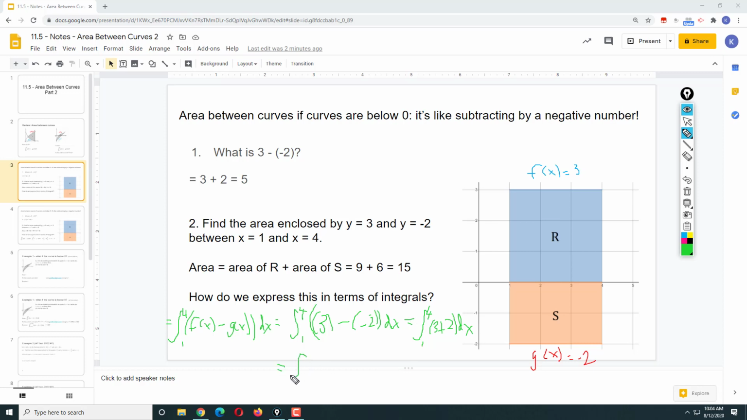And to make it even more clear, I'm going to break this apart. That's the integral from 1 to 4 of 3 dx. That's the region R on this graph. Plus the integral from 1 to 4 of 2 dx. That's the region S from this graph. So that's why it works. We're really just subtracting by a negative number. If you evaluate the integrals, we get 15. That's why even if the function is negative, we can still just do f minus g.